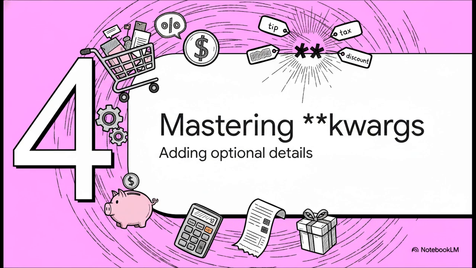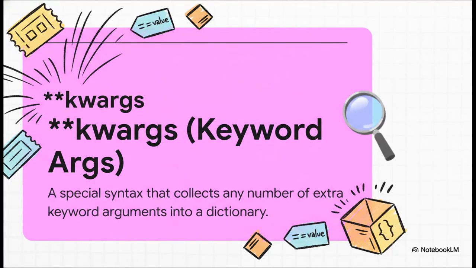Okay, so we can handle any number of items. That's a huge step. But what if we want to add optional named details? Maybe we want to apply a discount, or add a tax, or include a tip. For that, we need our second power-up, kwargs. The key here, and you've probably guessed it, is the double asterisk. This syntax tells Python to collect any keyword arguments, so arguments passed in with a name, like discount equals 10, and pack them all into a dictionary. So if args is our shopping bag, think of double kwargs as our collection of optional coupons, each one with a specific name and a specific value.